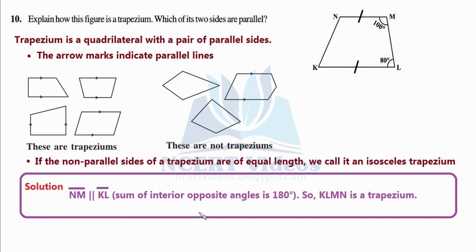Again, for a better understanding of why we wrote sum of interior opposite angles: if you consider line segments NM and KL, and line segment LM as a transversal, then these angles are interior opposite angles. And we have learned that in the case of a transversal passing through parallel lines, the sum of interior opposite angles will be equal to 180 degrees. Therefore, this quadrilateral is a trapezium.